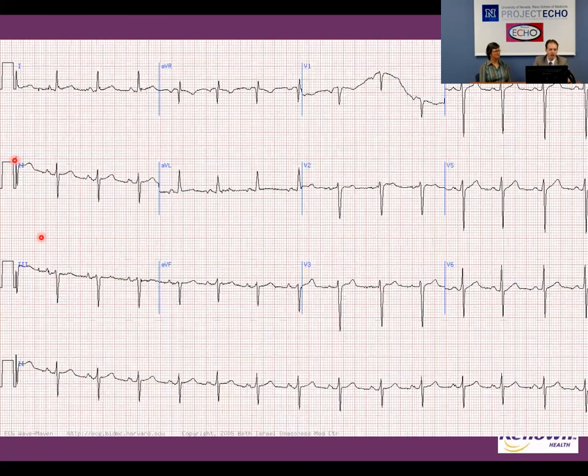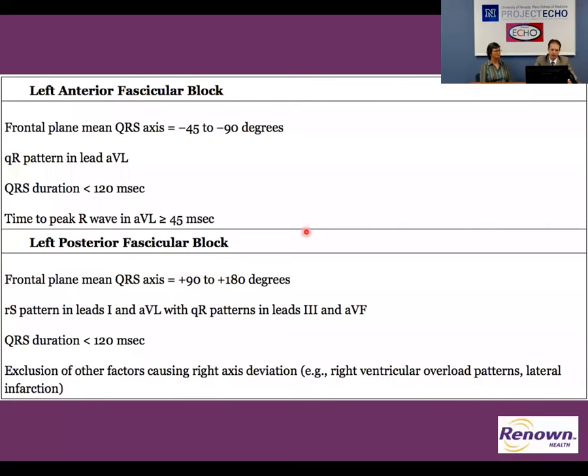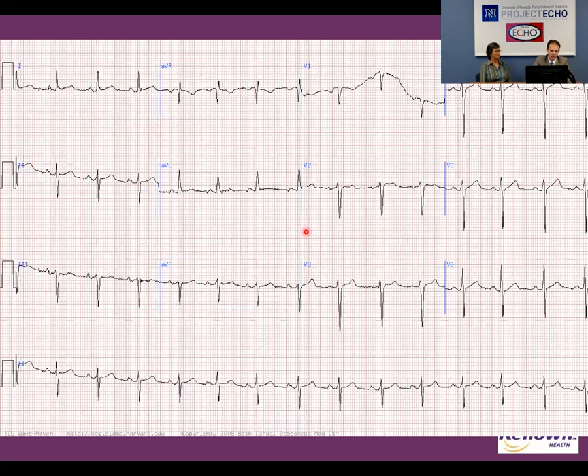But really, when I look at it, I look for a left axis deviation, and then I look for a QR in AVL and an RS in AVF, and what's most helpful is just to imagine a line in between the two such that AVL and AVF are a mirror image of each other. And that actually works pretty well for a posterior fascicular block as well. It's basically the same thing, except you would sort of reverse those two.